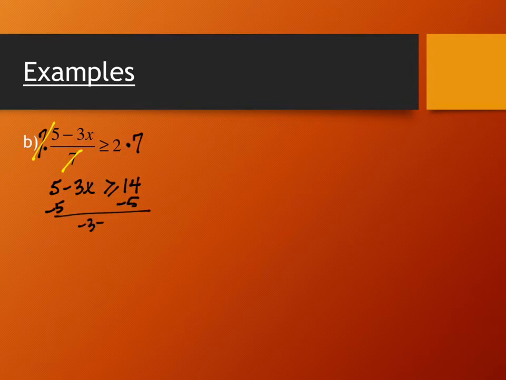So, what's 14 minus 5? 9. Okay, here's the catch. What do I want to do? Divide by negative 3, right? I mean, that is what I'm supposed to divide by. When you multiply or divide by a negative, some of you are already saying it, so tell me what we're going to do. Switch the sign. Yeah, we switch the sign.